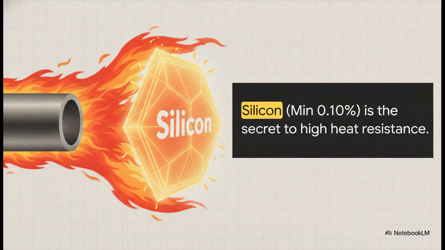That hero? It's silicon. ASTM A106 mandates a minimum of 0.10% silicon. This is the crucial alloying element that gives this carbon steel its literal superpower. Without this specific addition of silicon, regular and continuous exposure to extreme high temperatures would just slowly degrade and weaken the pipe over time. Silicon is the secret ingredient that locks in that high heat resistance. It's a real game changer.